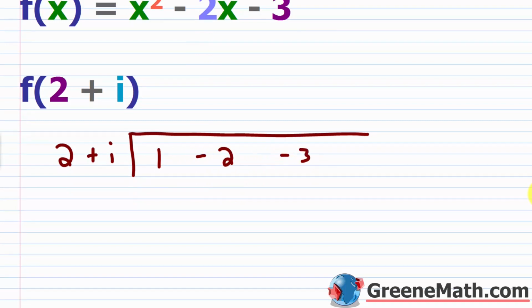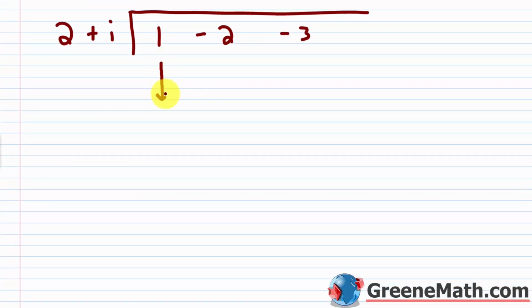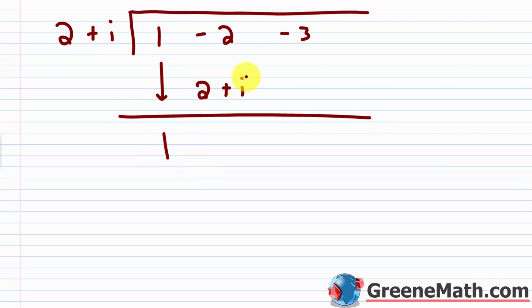So let me scroll down. We're going to need some room for this. So let's drop this down here. So if I had 2 plus i times 1, I would have 2 plus i. So here's where it gets a little tricky. So you need to add these two numbers. So let's say we have negative 2 plus you have this 2 plus i. So you're just going to add the real parts. So negative 2 plus 2 is 0. So I'm left with just i. Okay, so this is just going to be a result of i.